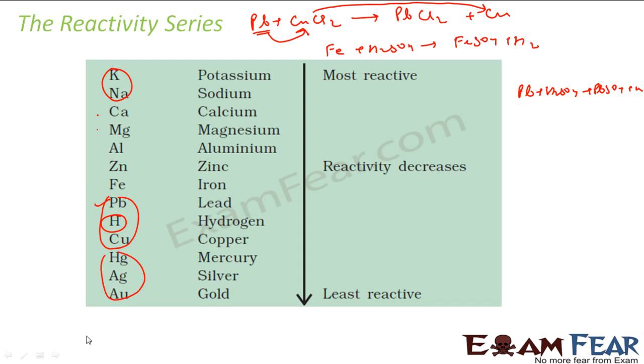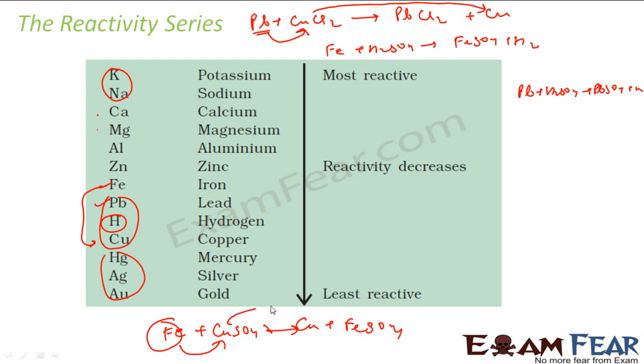So end of the day, this displacement reaction is the best way actually to find the reactivity of an element. Correct? For example, let's suppose we want to find the reactivity of iron and copper. What we'll do? We have this iron. We'll take this copper solution, copper sulfate. You'll react it. You get copper plus FeSO4. That means iron has kicked out copper from the solution. So iron is more reactive than copper.